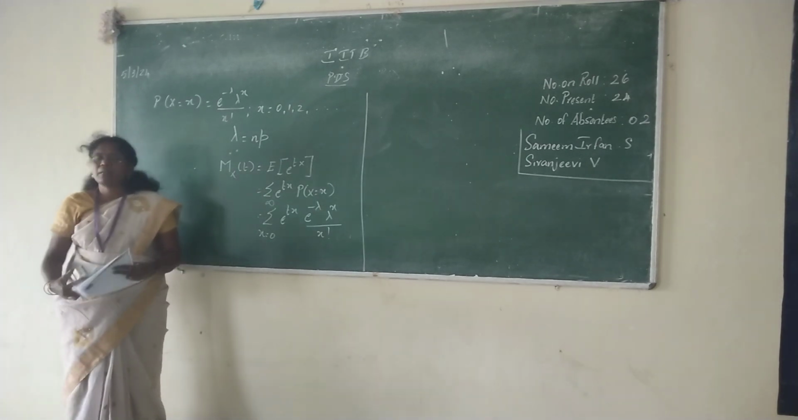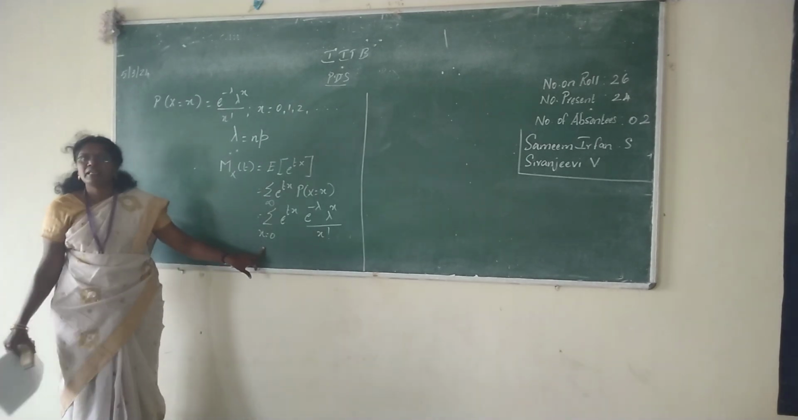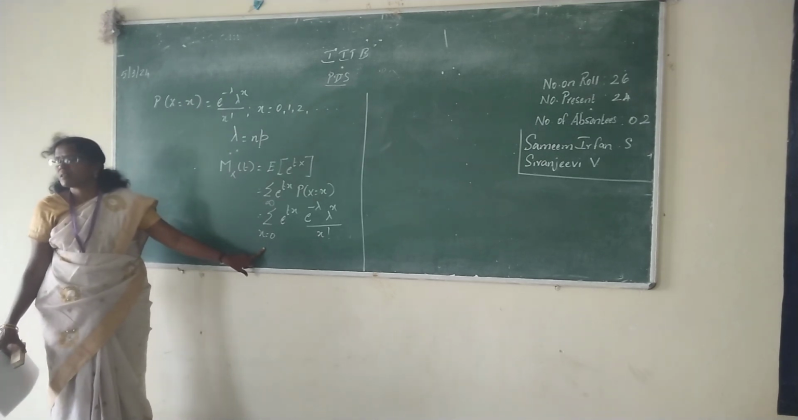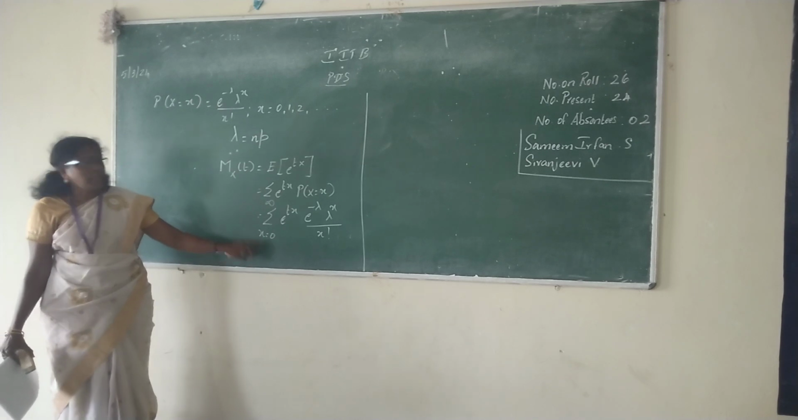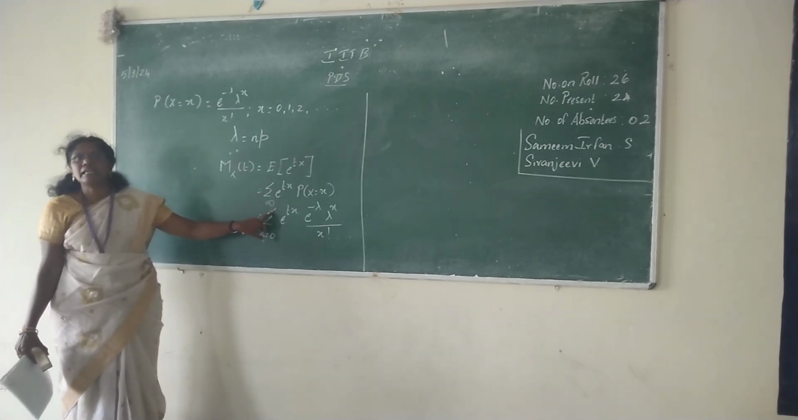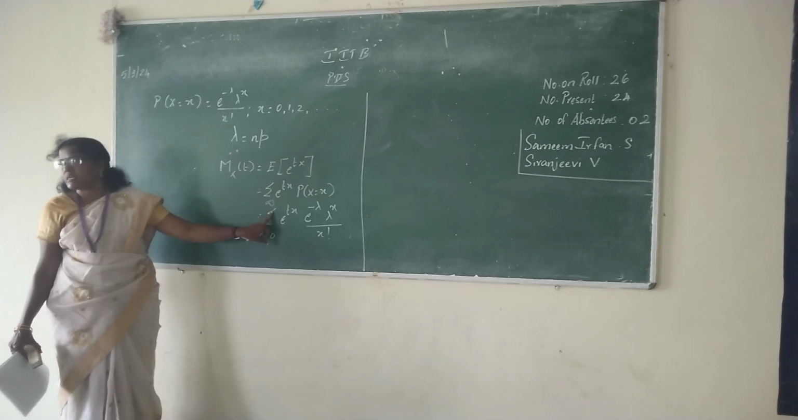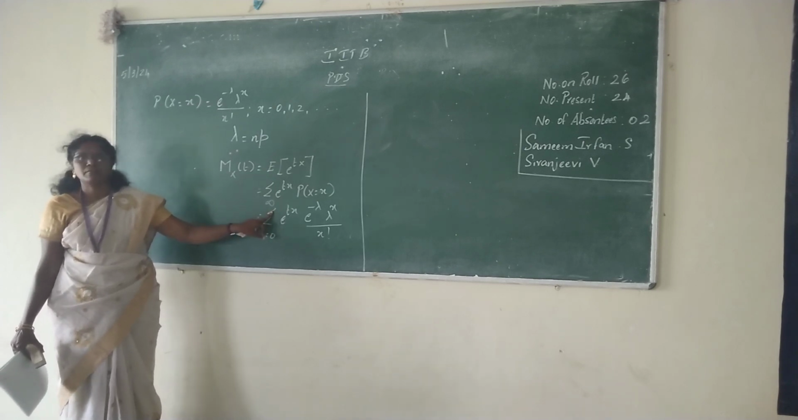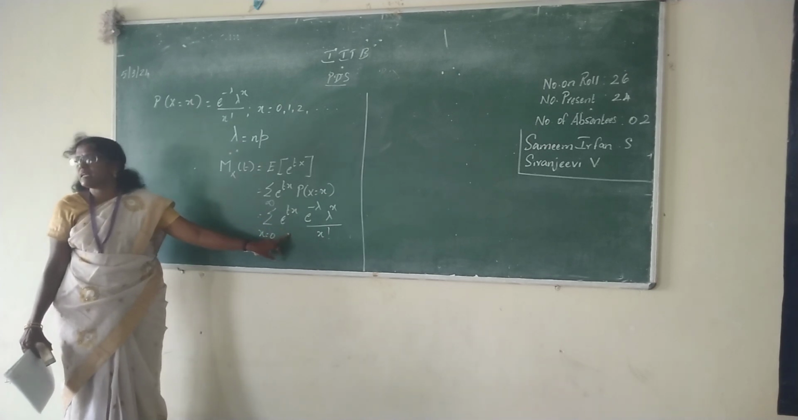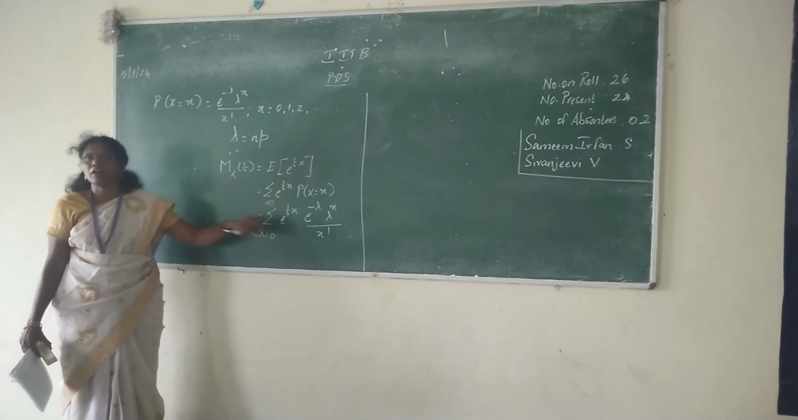The summation depends on the x value. Is there any term which is independent of x? We are going to expand the summation based on x value, right? If there is any term which is independent of x, take it outside. E power minus lambda does not contain any x terms, so you can take it outside the summation.